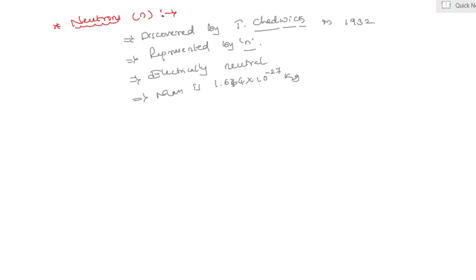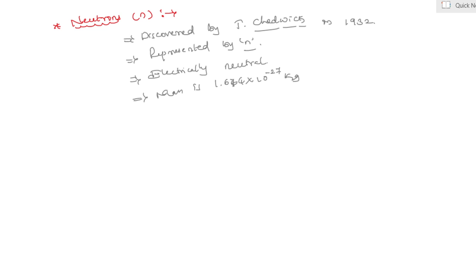It means mass is 1.67493 into 10 raised to minus 27 kg, which is equal to that of a proton. My dear students, neutrons are present in the nucleus of all atoms except hydrogen. The mass of an atom is given by the sum of masses of protons and neutrons present in the nucleus.